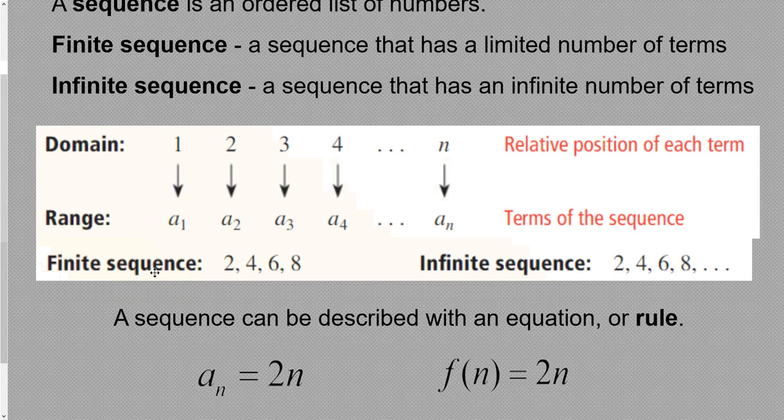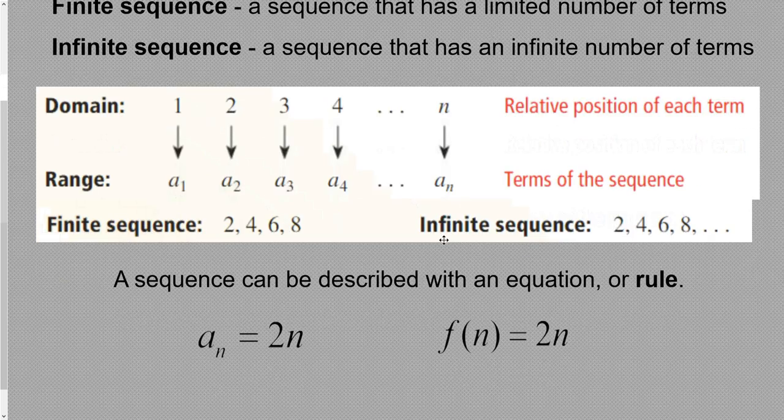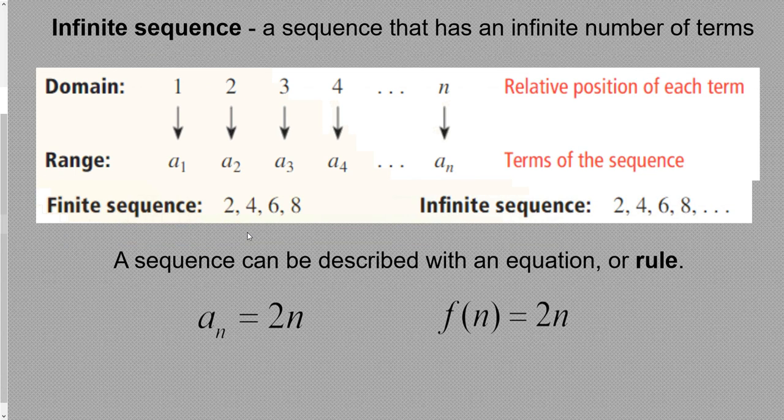So for example, a finite sequence would be 2, 4, 6, 8. There are 4 terms, and that's it. The domain is 1 through 4 because there are 4 terms. The range is 2, 4, 6, and 8 because those are the terms. An infinite sequence could be 2, 4, 6, 8, etc., meaning 2, 4, 6, 8, 10, 12, 14, 16, but it keeps going forever. The domain for that would be 1 to infinity. The range for that would be 2, 4, 6, 8, etc., going on forever. So you can see that these are built on the same rule, but one is finite and one is infinite.